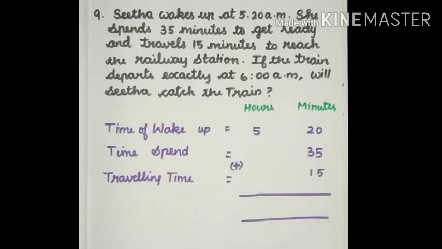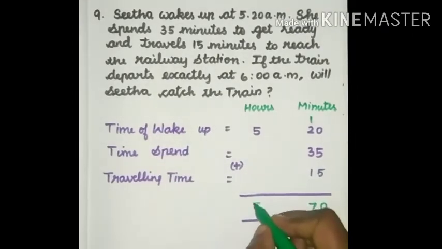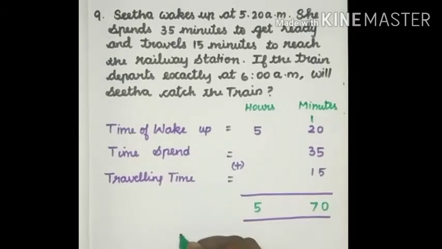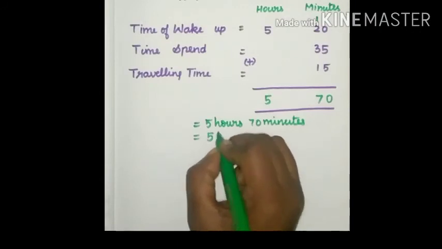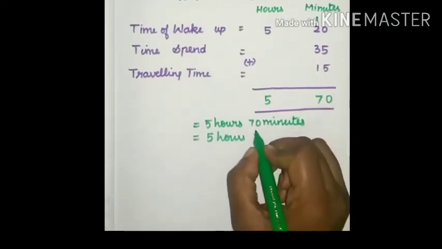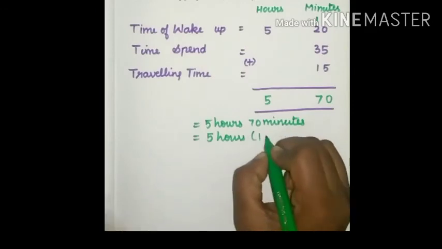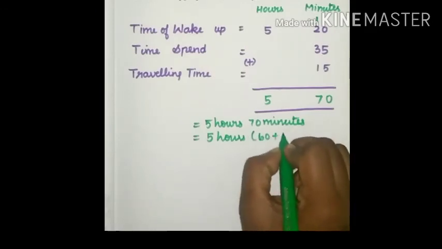To find the exact time, what we have to do? Yes, we have to add the durations. Let's see. 5 plus 5 is 10. 1 is carry over. 2 plus 1 plus 3 plus 1 is 7. And then 5. Therefore, 5 hours 70 minutes. How can we write that 70 minutes as? 60 plus 10 minutes.